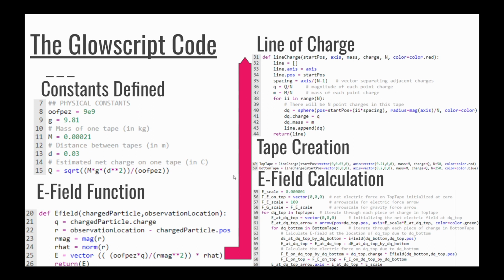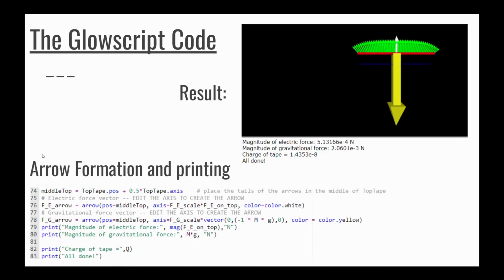This is the actual tape creation where we see how many we're going to be creating, and this E field calculation is where the electric field at each point from all the other charges is calculated. So the for loop takes into account how many charges we have, and what the actual magnitude and direction is at each individual point. From here, we have arrow formation and printing, where we take all those and display them in this picture on the right-hand side, and you can see each point from left to right is being pushed away from the bottom tape. You can also see the gravitational force and the direction of the overall electric force.